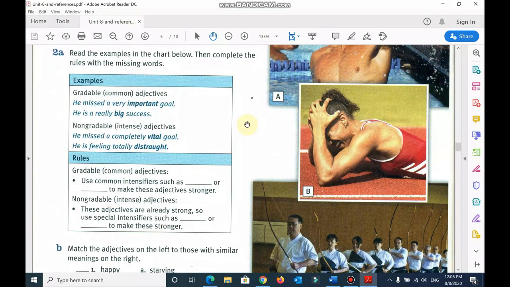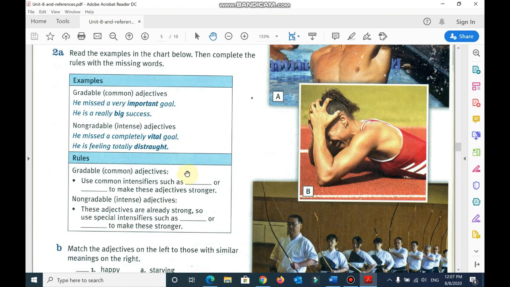Let's take a look at some examples. So gradable or common adjectives: we say, he missed a very important goal. If you don't want to say very important, you say in non-gradable adjectives, he missed a completely vital goal. Vital means very important. He is a really big success. This is gradable. You use really, not absolutely big, but really big. He is feeling totally distraught. Distraught is disappointed, very sad too.